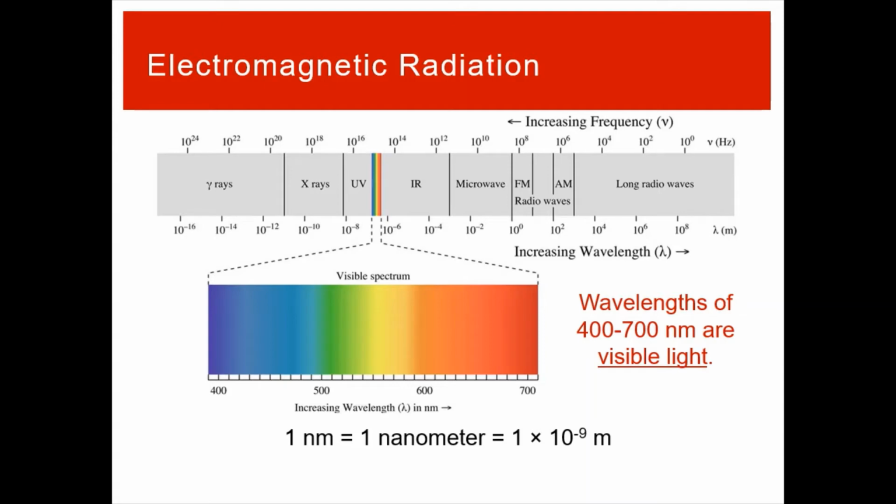And so 400 to 700 nanometers is quite a small wavelength. 1 nanometer is a metric unit. Nano is a prefix that means 10 to the negative 9th. That is 1 billionth of a meter. So rather short wavelengths of light, but 400 to 700 is what you can see.